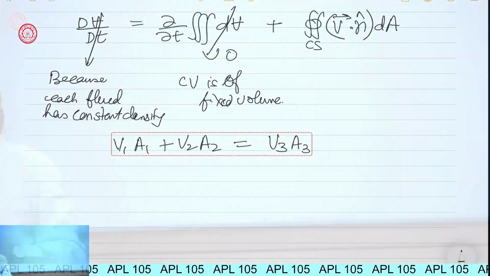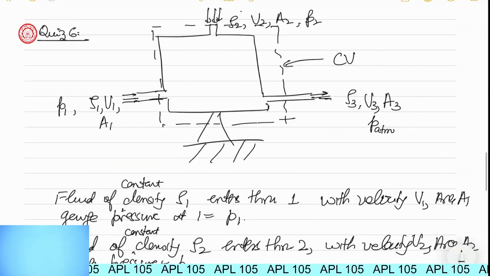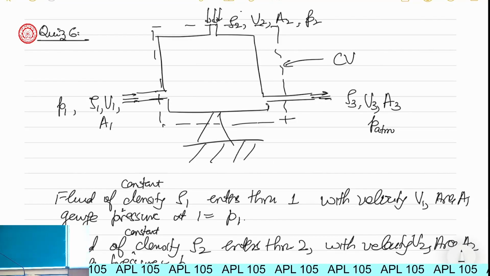Okay. Now the next part of this was to find the force on the support. And what was given to you is that the connections at 1 and 2 are flexible and do not apply any force, or no force is applied by the fluid on those connections, or those connections do not apply any force on the fluid. That means they will get pulled or pushed and they don't offer any force.